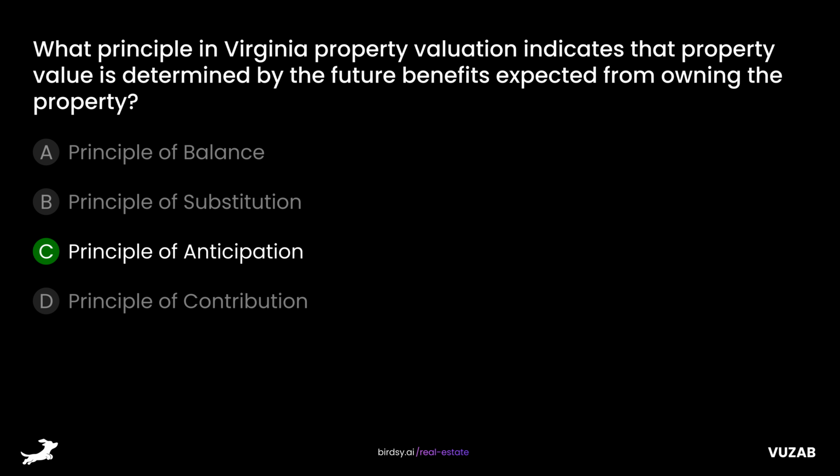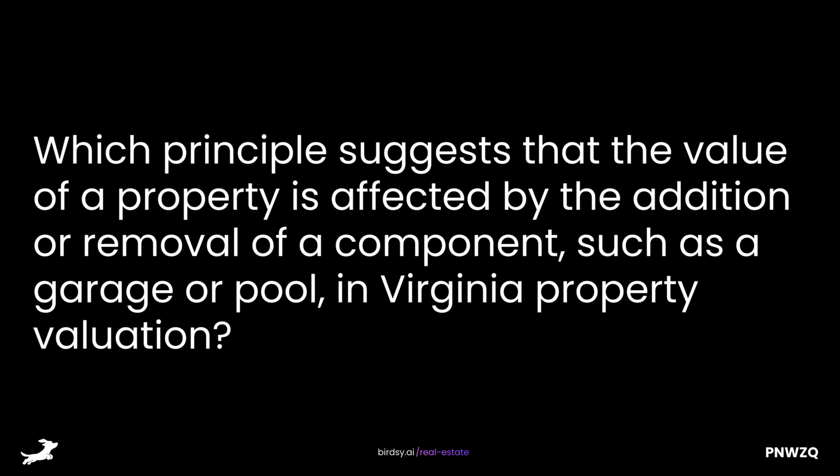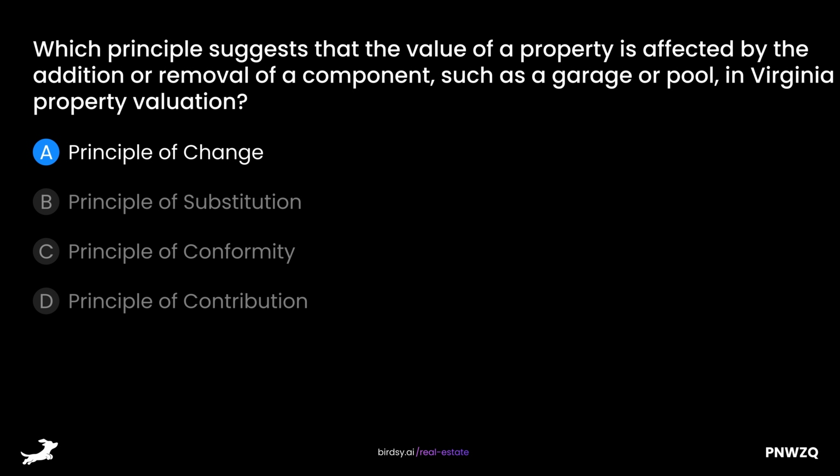The answer is C, principle of anticipation. The principle of anticipation holds that the present value of a property is based on the anticipated future benefits, such as income or appreciation, that the property will provide. Which principle suggests that the value of a property is affected by the addition or removal of a component, such as a garage or pool, in Virginia property valuation? Is it A, principle of change, B, principle of substitution, C, principle of conformity, or D, principle of contribution?